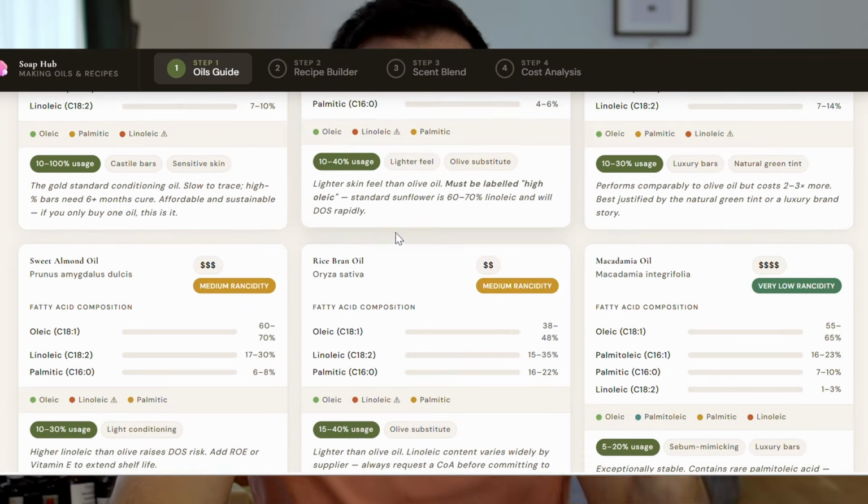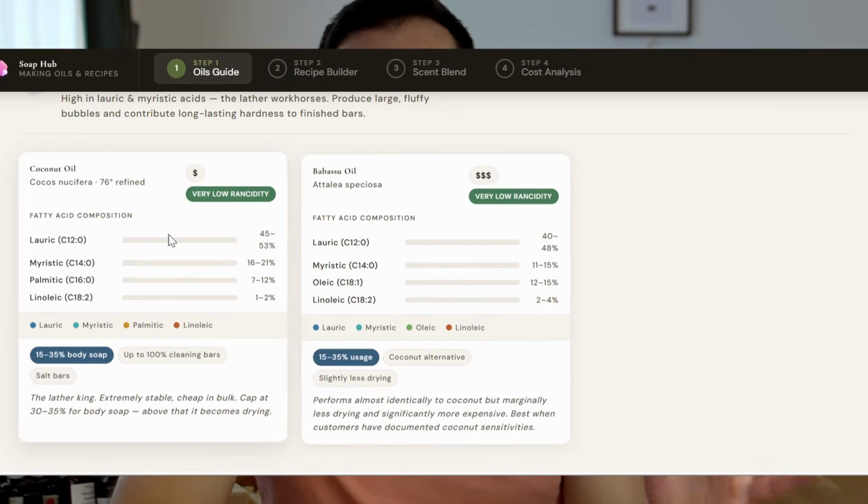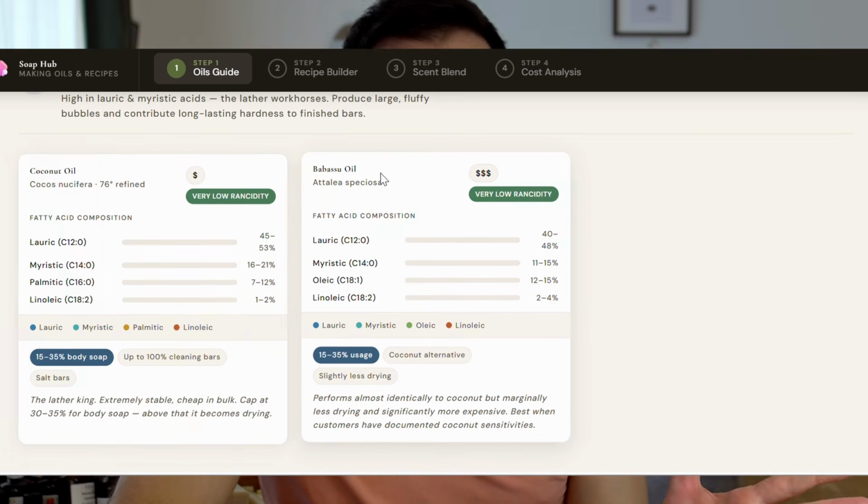Everything else is something that either leads to dreaded orange spots, or it's very expensive and doesn't add any extra properties to your lather compared to olive oil. So these are the 2 conditioning oils that I would go for, olive oil and high oleic sunflower oil. From cleansing oils, I would just go with coconut oil. I would not use babasu oil because honestly, if you have sensitive or dry skin, just remove coconut oil completely and you will be fine.